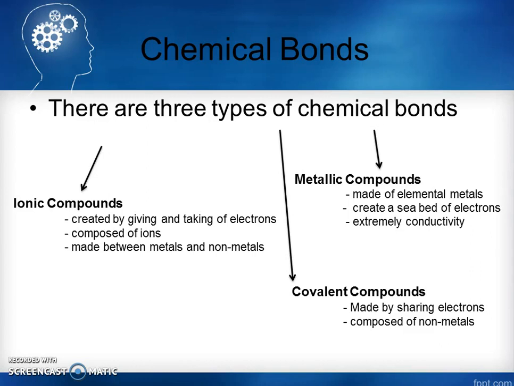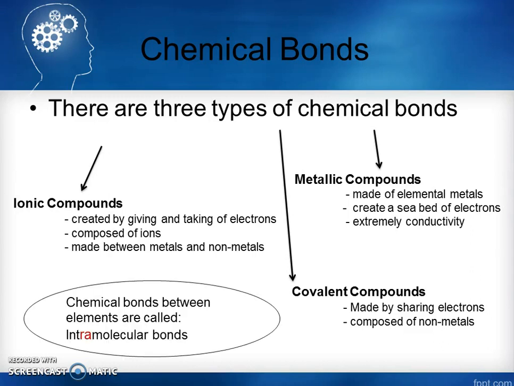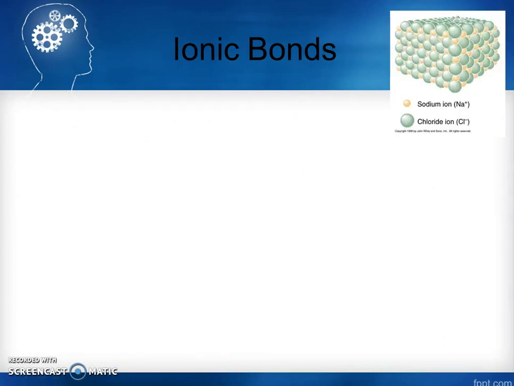This is why they're so conductive, thermally and electrically. Now, chemical bonds between elements are called intramolecular bonds. That's the key to this: intramolecular bonds. Okay, so the first thing we'll look at here are ionic bonds, or ionic compounds.